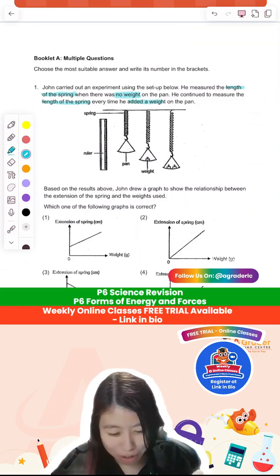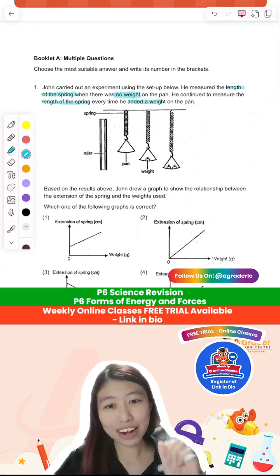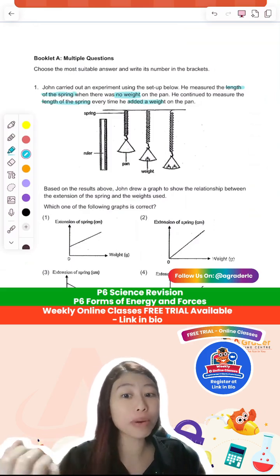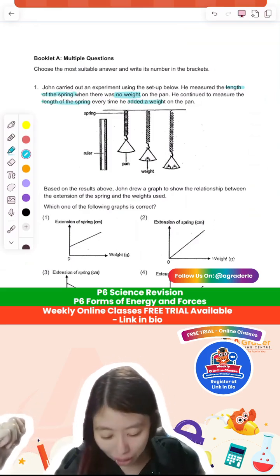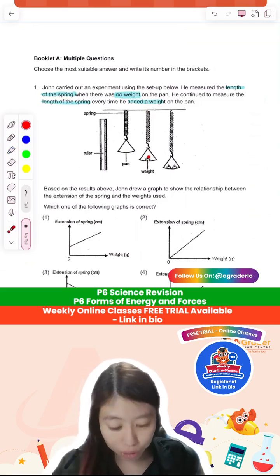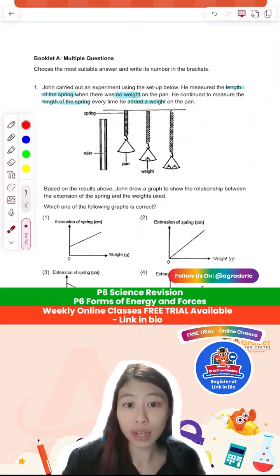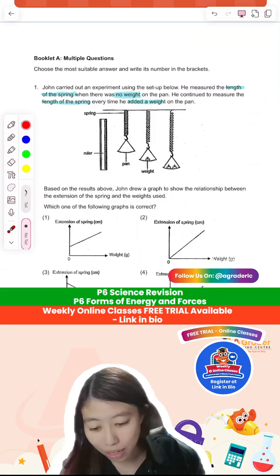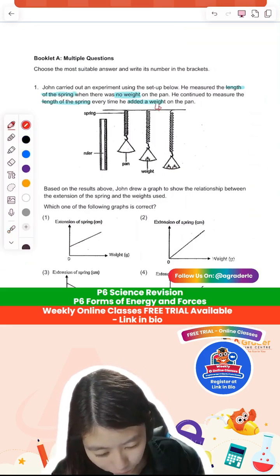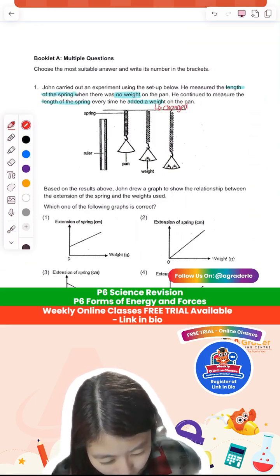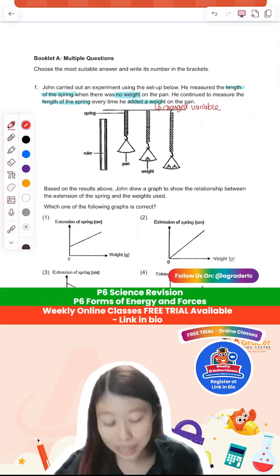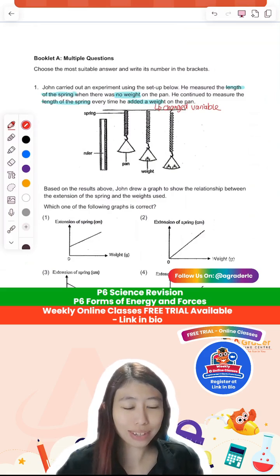Okay, everybody. What's a change variable? Change variable is something different in an experiment. You can see from here that he added a weight. He added one. After that, he added another weight and so on. So the weight is my change variable in this experiment.